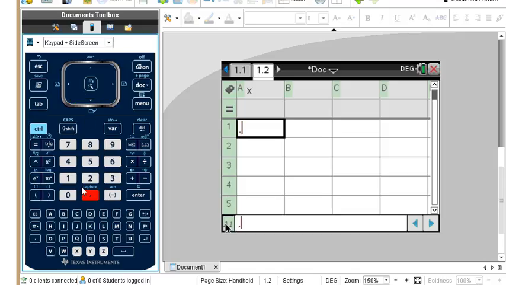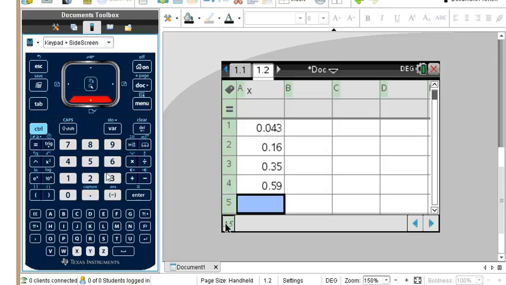0.043. Next one is 0.16. Then 0.38. I'm rounding pretty severely here. 0.59. 0.89. And the last one in the column here was 1.26.